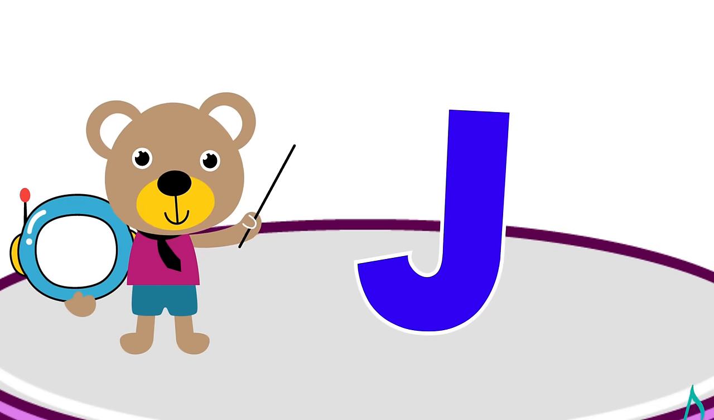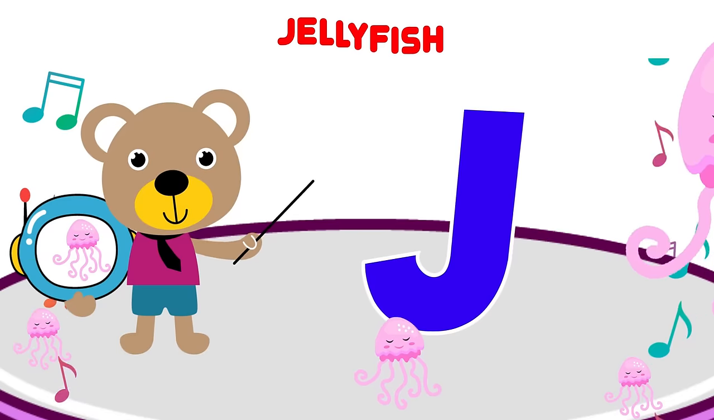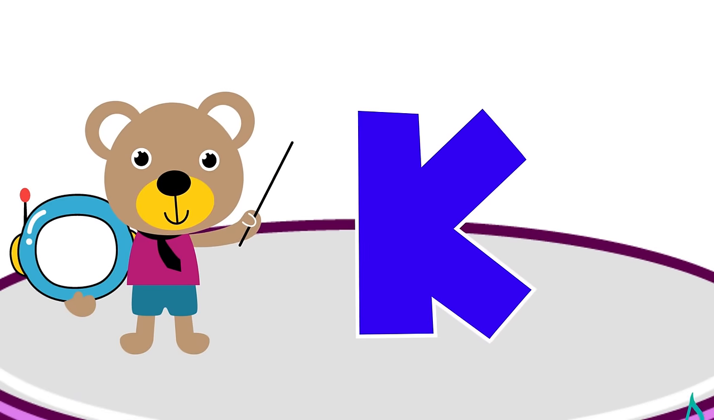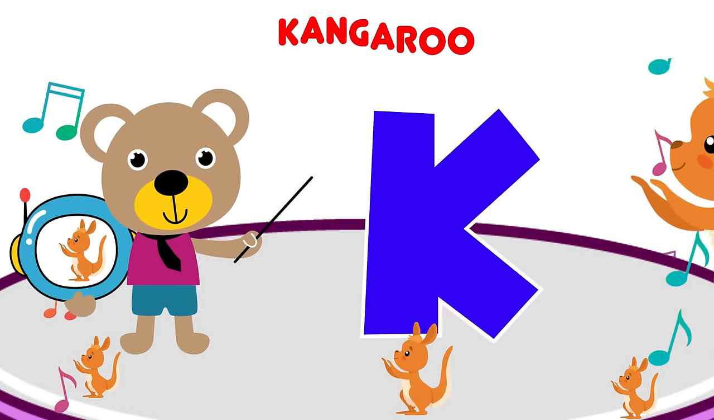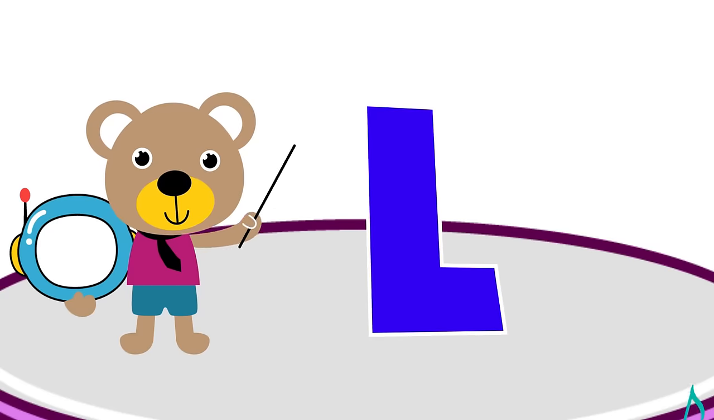J is for jellyfish. J, j, jellyfish. J, jellyfish. K is for kangaroo. K, k, kangaroo. K, kangaroo. L is for lion.